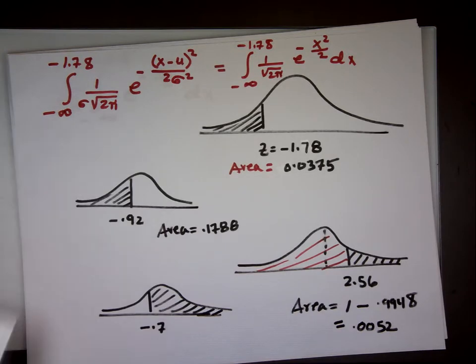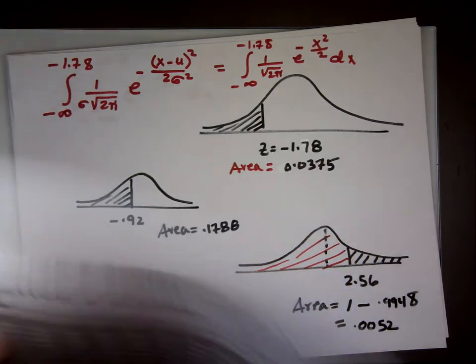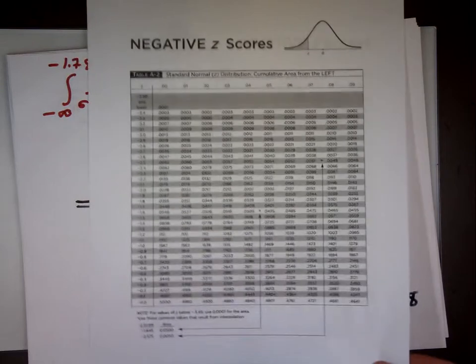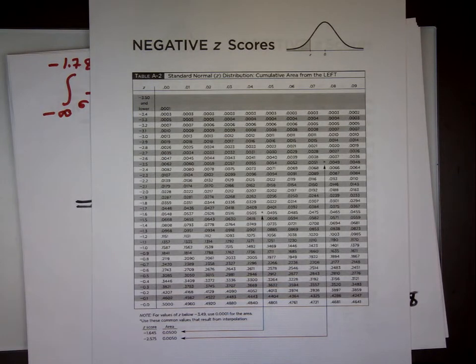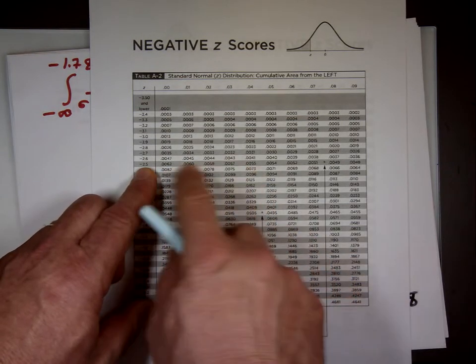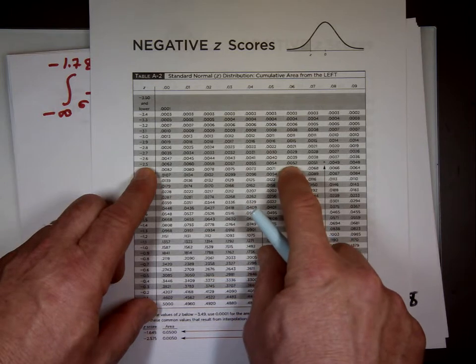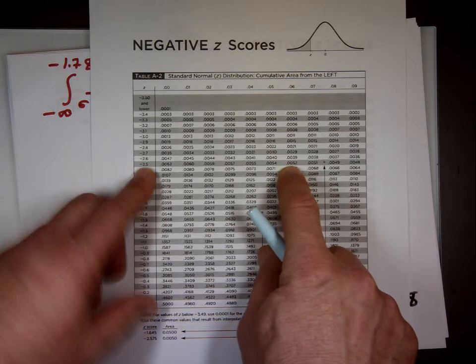Let's see if we end up with 0.0052. Same answer. Let me look to the left of negative 2.56. Negative 2.56. 0.0052. Was that the answer? Yep.